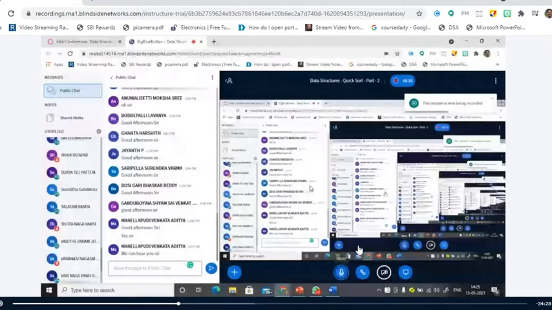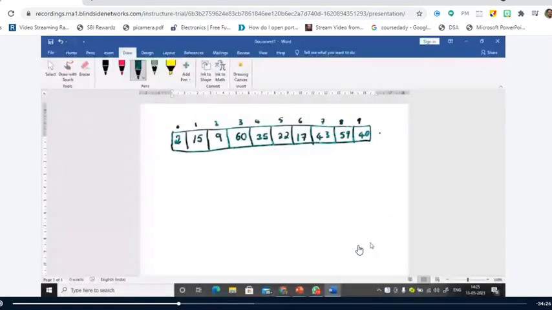Can you hear my voice? Yes, sir. So these are the list of elements we have chosen and we have stored inside the array. We have 10 elements, therefore we know that the index concept starts with 0 and ends with n minus 1. So what is step 1 in quicksort?